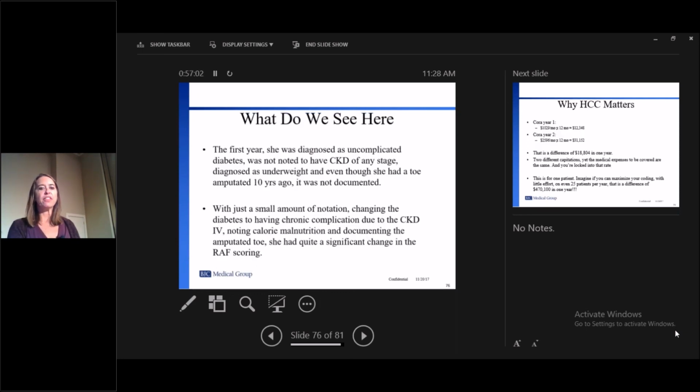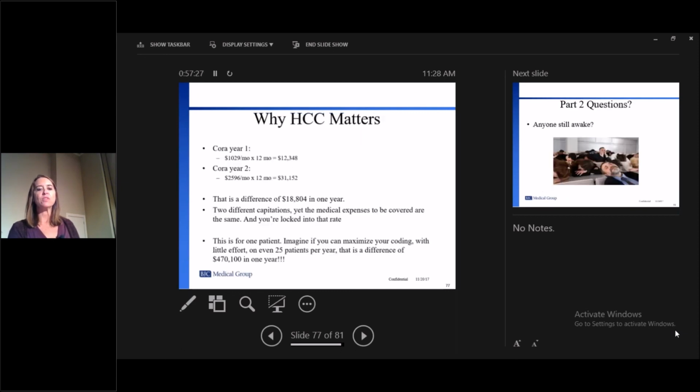So what we see here is that the first provider did not document any chronic kidney disease, and I'm telling you that if she's stage 4 now, she probably was stage 3 last year. She was diagnosed as underweight, and even though she had her toe amputated 10 years ago, it wasn't documented. With just a small amount of notation, changing that diabetes to chronic and noting the CKD, the calorie malnutrition, and the amputated toe, it really increased that RAF score. We're talking a difference of $18,000 in a 1-year period just for making those more specific diagnoses. These are 2 different capitations, yet you're expected to take care of the same patient the same way.